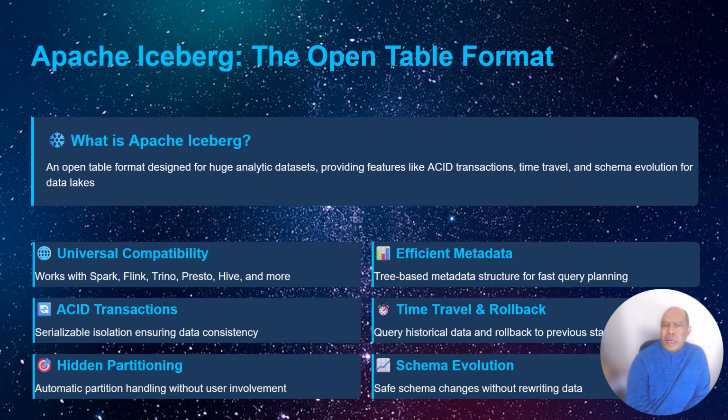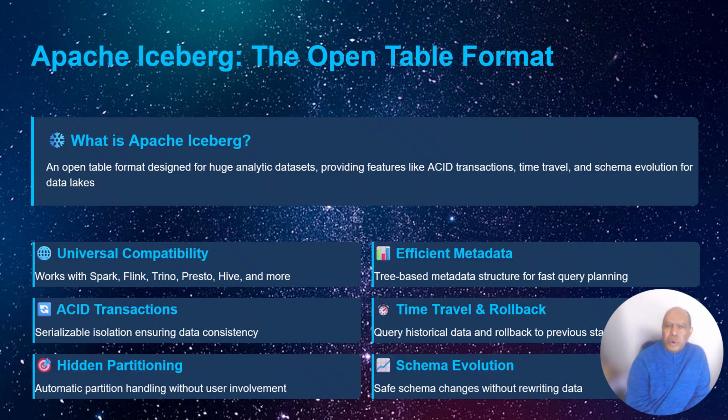And Apache Iceberg brings ACID capabilities to your data, and time travel as well as schema evolution. So let me highlight 6 key capabilities of Iceberg. One is universal compatibility. Iceberg works with Spark, Flink, Trino, Presto, Hive, Snowflake, and many other engines. So write data with one engine, read with another. This interoperability is crucial in a modern data platform.